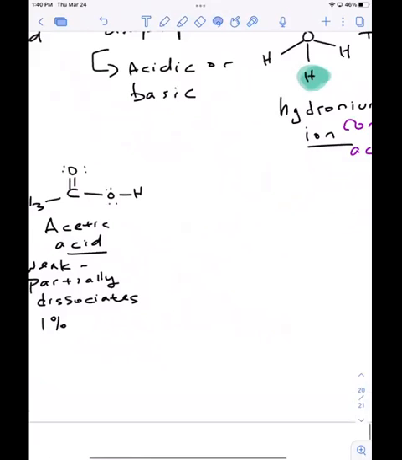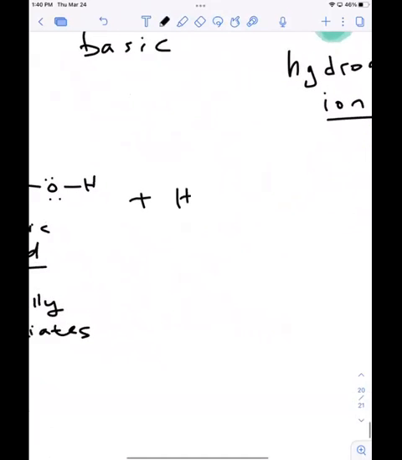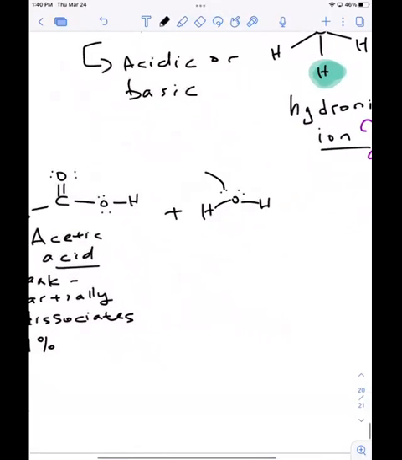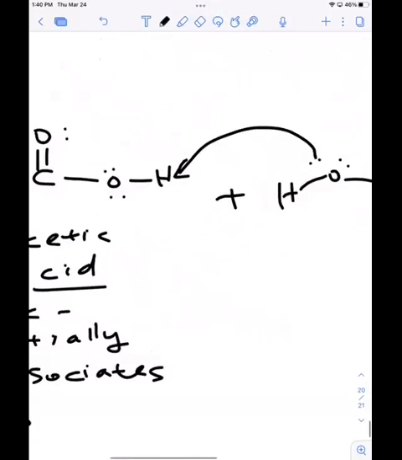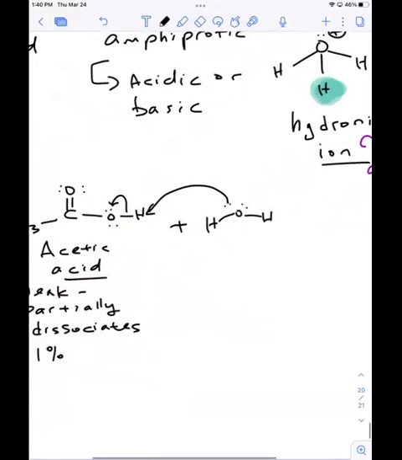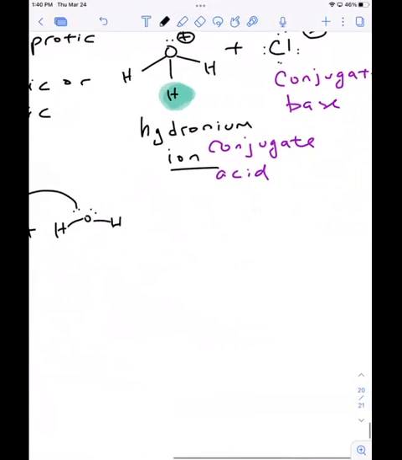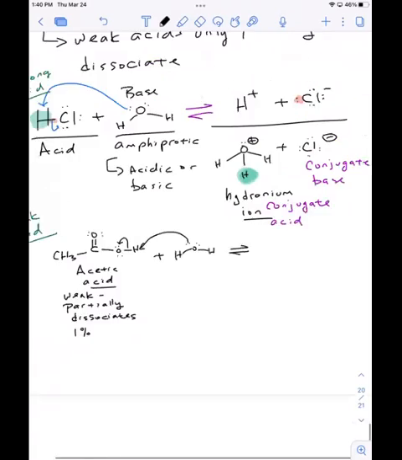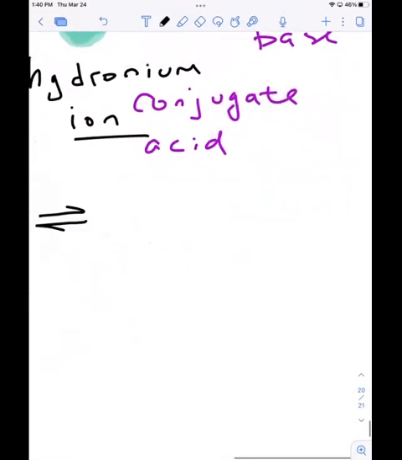I'm going to react this again with water, because I'm using water as my base. All right, same process. Water is going to come and pluck off that proton, and that pair of electrons in the OH bond are going back to oxygen. So on the other side of the arrow, which is in equilibrium, we'll talk more about that later, you have this as your conjugate base.